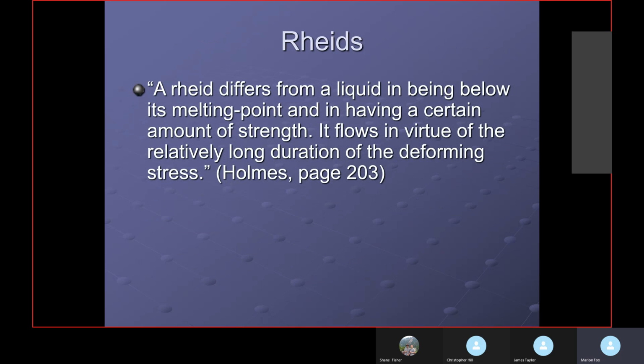Now, they come up with something called a rheid. That's from a Greek word, but it differs from a liquid in being able, this is Holmes' definition of it, in being below the melting point and having a certain amount of strength. It flows in virtue of relatively long duration of the deforming stress. Let me point out something here.